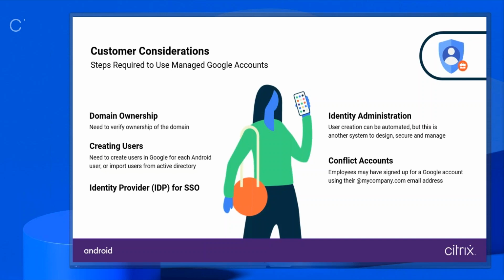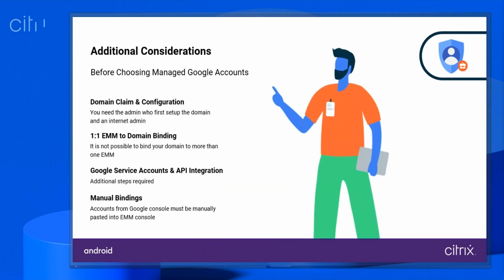Before choosing the managed Google accounts, you should consider some things. You need to find the admin who first set up the domain, because he needs to do some things for you to be able to use that domain. You need to create that one-to-one EMM domain binding. And remember, you can only have a binding with one EMM. So if you're trying to look into other solutions, that might be challenging for you.